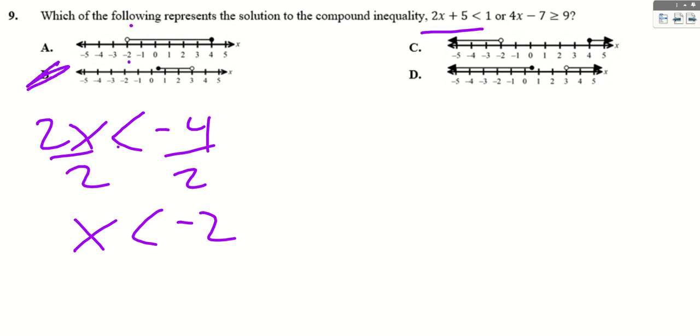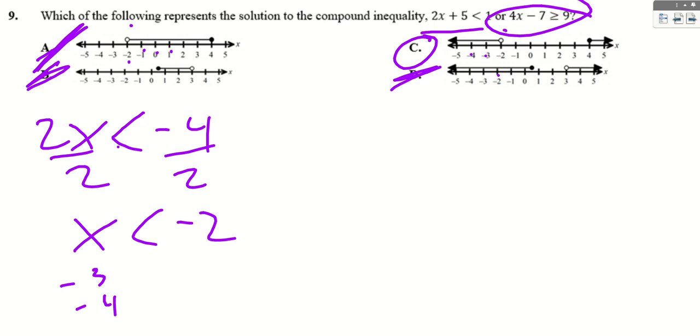B doesn't have anything on it, so that's a no-go. And C has a negative 2 on it, and D doesn't even have negative 2. So we already have some easy ones already. Then it says less than, so that means all the numbers less than negative 2 are good. So negative 3, negative 4, this is greater than, so that one's no good. We didn't even have to do this one.